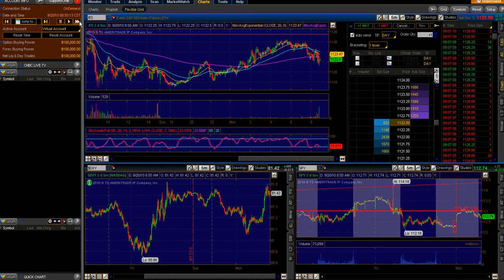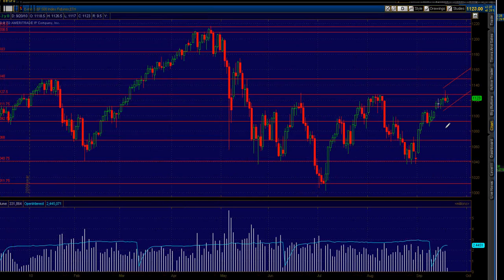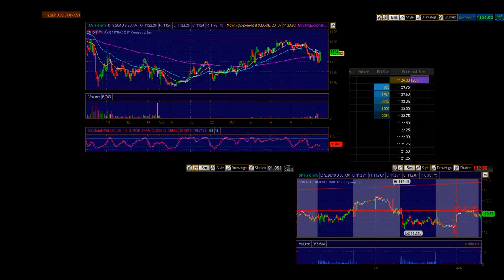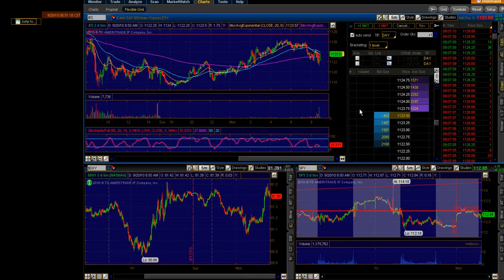So what I'm going to do here is replay a breakout that we had back on the futures, and you can kind of see right here there was resistance at 1127.50, and I already know that we're going to break out this day, so I can replay this, but I want you to pay attention to this order flow in here.